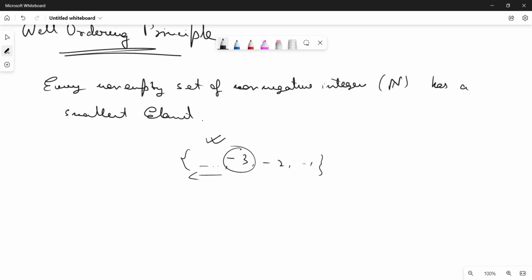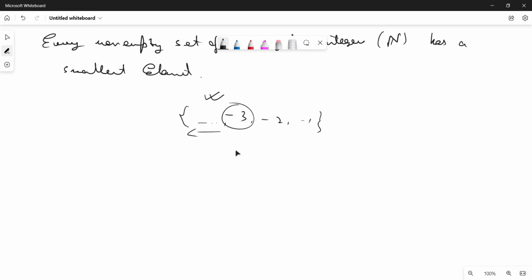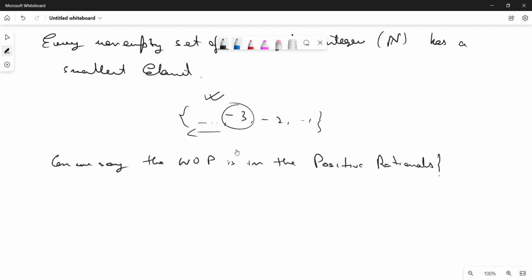Can we say this for real numbers? Obviously not. The same thing happens here also, because real numbers also contain all the non-negative integers. Can we say this for the set of positive rationals, non-negative rationals? So my claim is, can we say the well ordering principle holds in the positive rationals?